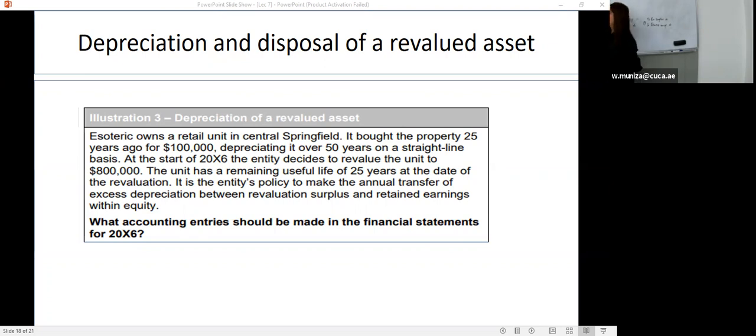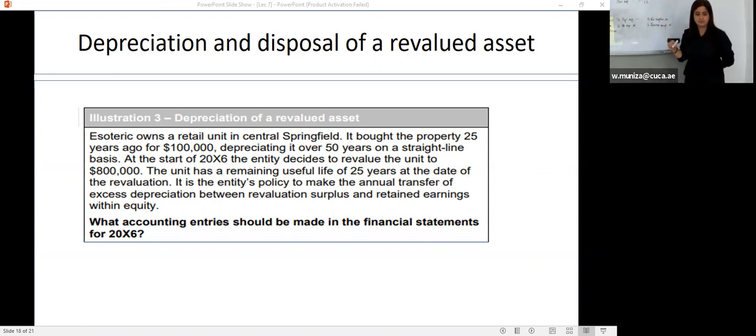So for 800,000, the remaining useful life is how much? 25 years. So 800,000 divided by 25, how much? New depreciation. Revalued amount is 800,000. Estimated remaining useful life is 25 years. How much is it? 32,000. Okay. New depreciation is 32,000. From this year onwards, the depreciation will be 32,000.